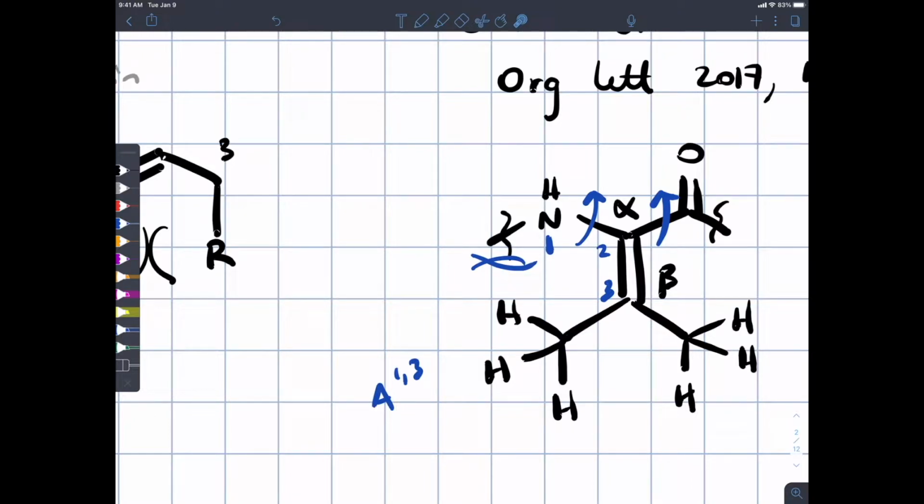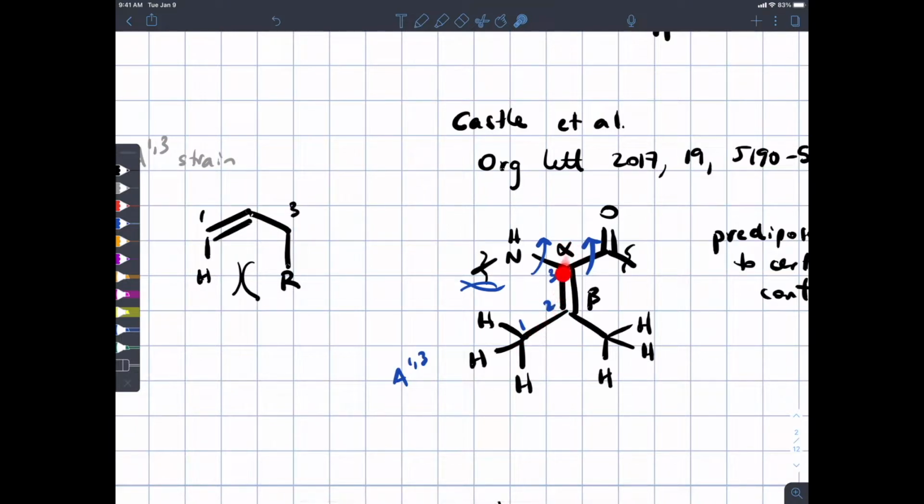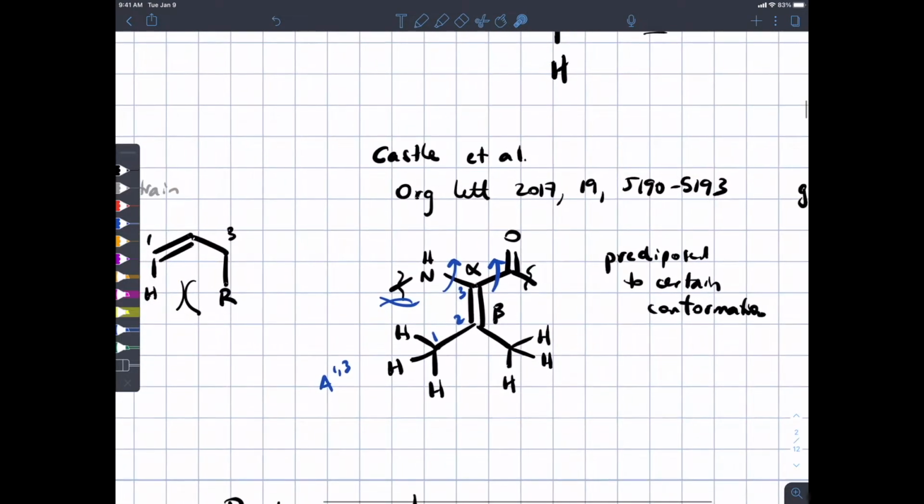I suppose, I'm not even sure I'm getting this right, but you could think of it here, 1, 2, 3, this hydrogen bumping into that substituent. Either way, it's A13 strain. There's no convention for which should be 1 and which should be 3. So if you're interested, go and look at that.